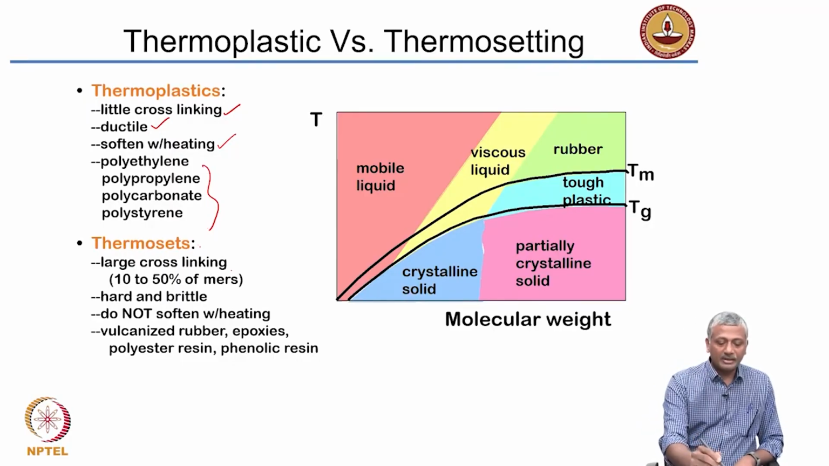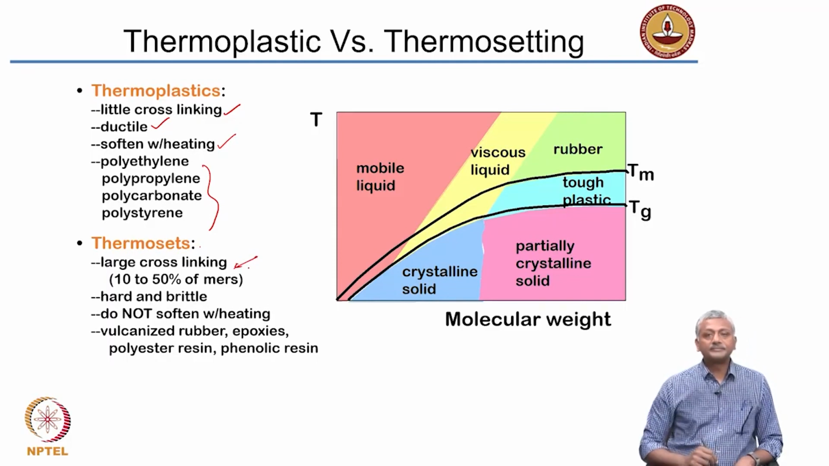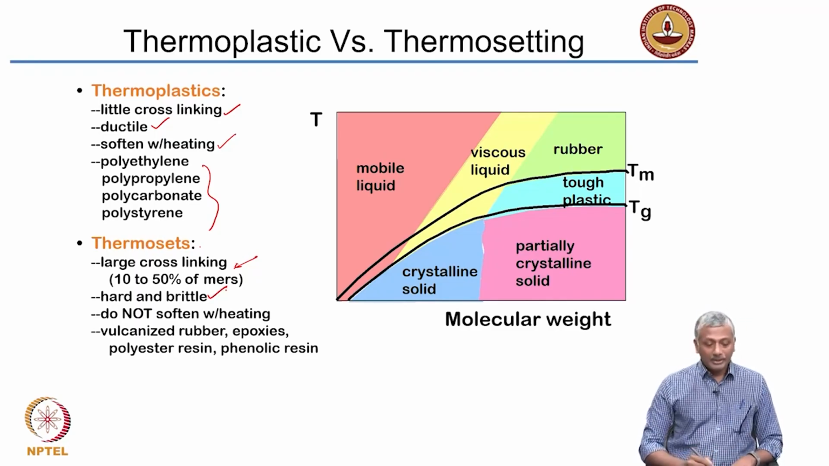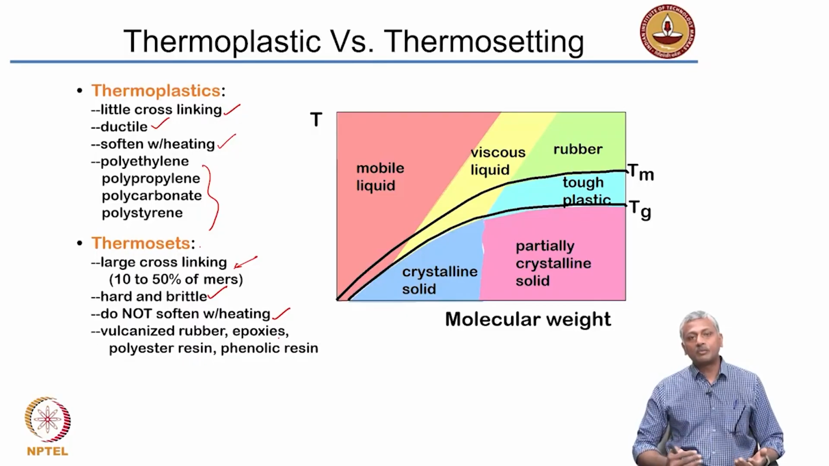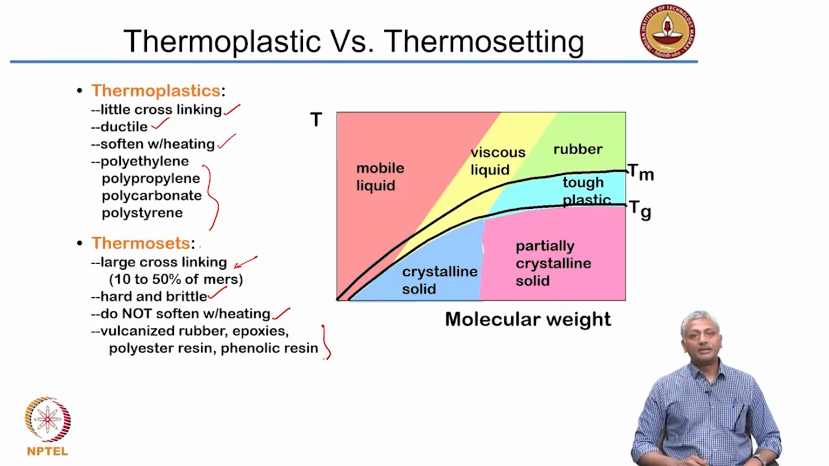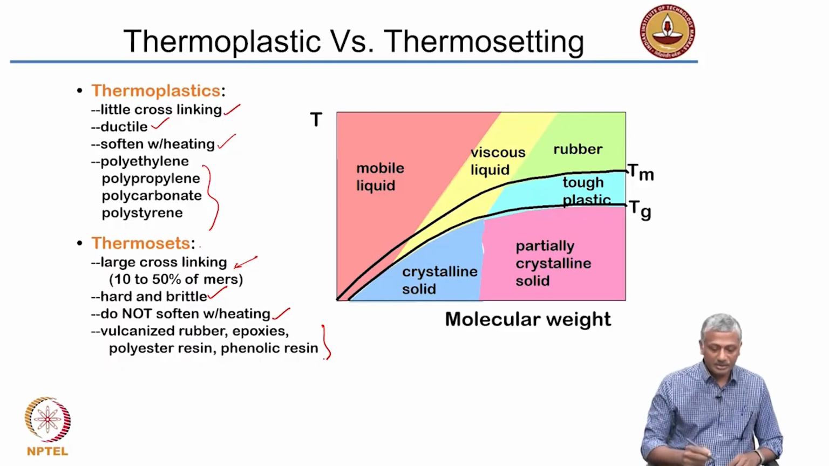Thermosetting materials have very large cross linking, okay, or they are almost networked or reticulated. These are hard and brittle, as we talked about before. They do not soften with heating. You continuously increase the temperature, at one point it will simply burn. Okay, they do not soften with heating, they just go and burn. Examples include vulcanized rubber, epoxy, polyester resin, phenolic resin. So, all these are essentially components that are used in different engineering disciplines.